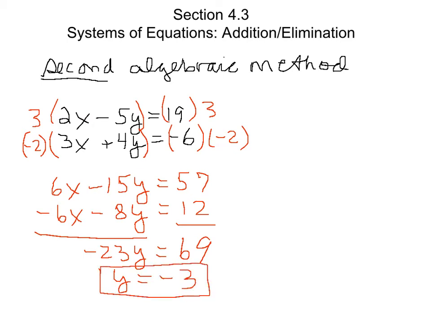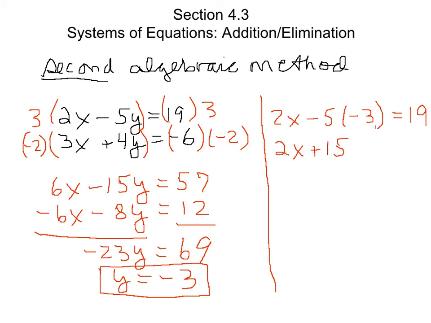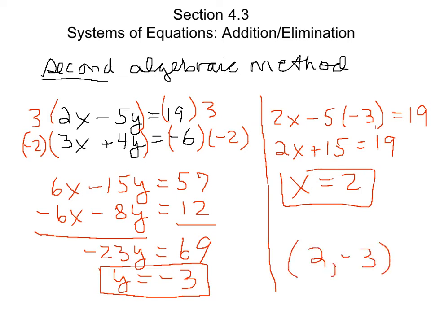Okay, so I got the first value. Now I got to get what x is. So this isn't as nice as it was before. I can just go to either one of those equations, put in minus 3 for y, and solve for x. So I'll do it in the first equation. I have 2x minus 5 times y, equals 19. 2x plus 15 is equal to 19, and that'll mean that x is equal to 2. And so my solution is 2 comma minus 3.